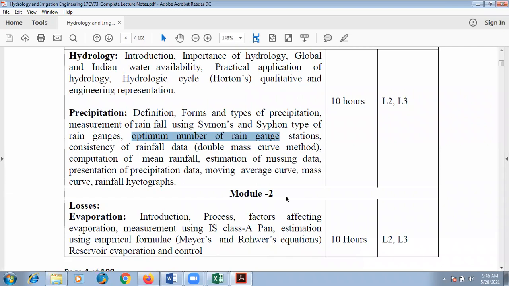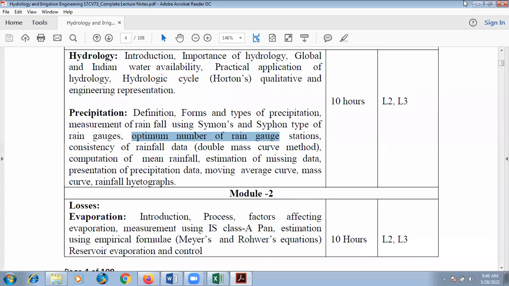If the accuracy or the deviation from the real happening is a small percentage of 5%, we may need more number of rain gauge stations as compared to if we are allowing 10% error. So this is something what we need to understand.